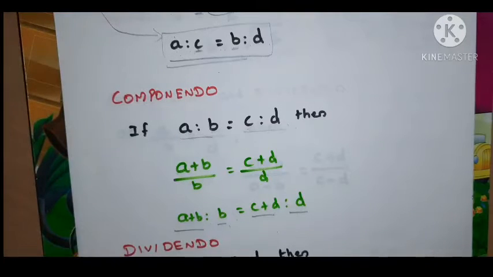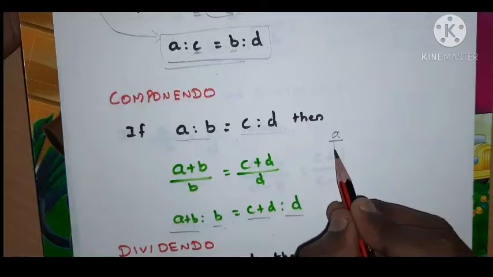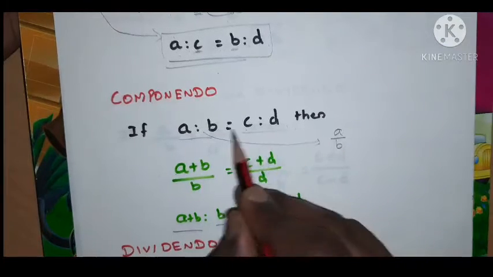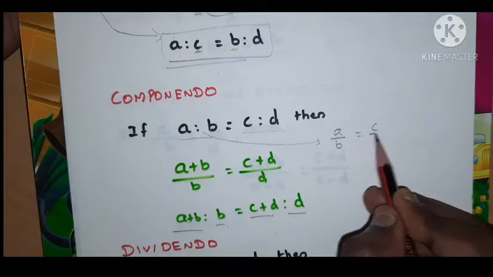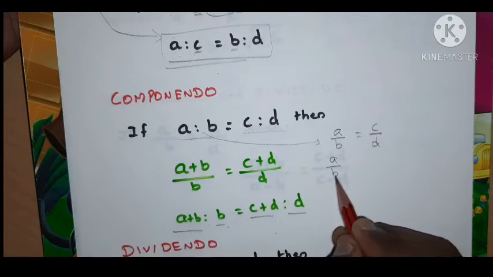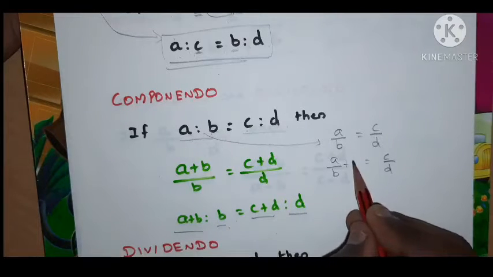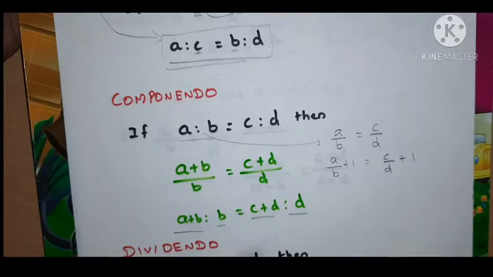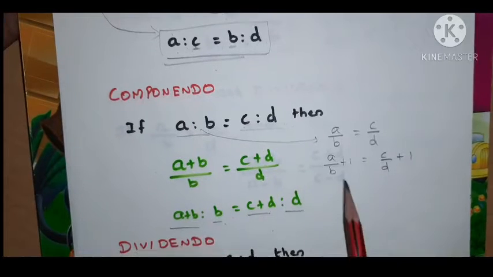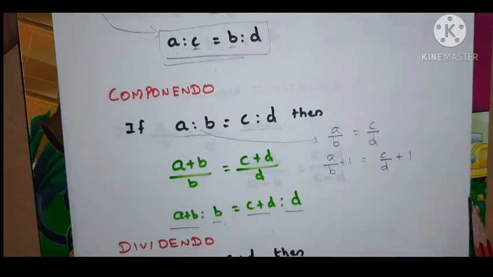How? In the sense, we'll write it out. Look at A by B, that's what this ratio expresses, and C by D can be written as C by D. Right? Now A by B is equal to C by D. On both sides I'm going to add 1, hence the value will not change. Am I right or wrong? Right. So on both sides I add 1, and the value will not change.